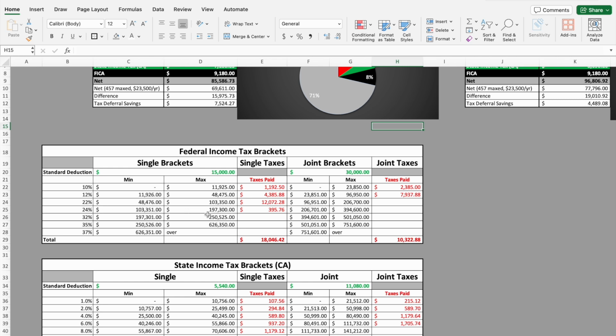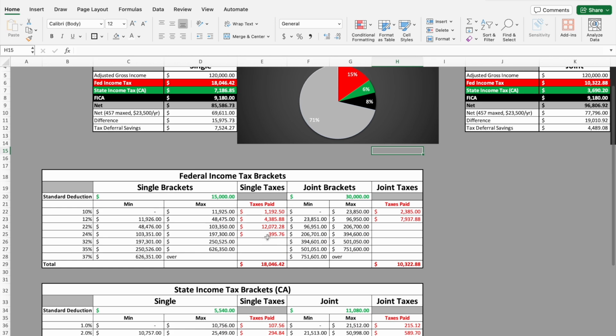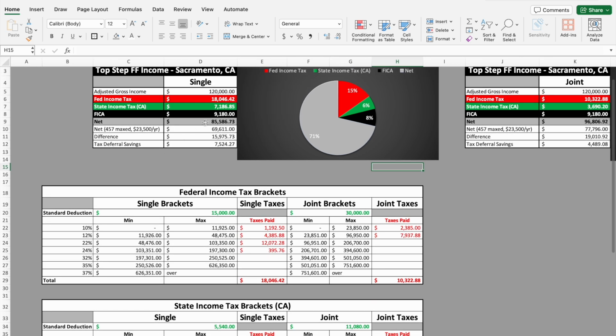So the total amount of taxes federally for somebody who's single is about $18,000, right? So all these things are added up and then put in this spot here. FICA is the same across the board. So take the amount of income that you have and multiply that by 7.65%, and that equals 9,100. That's nothing you can do about that.